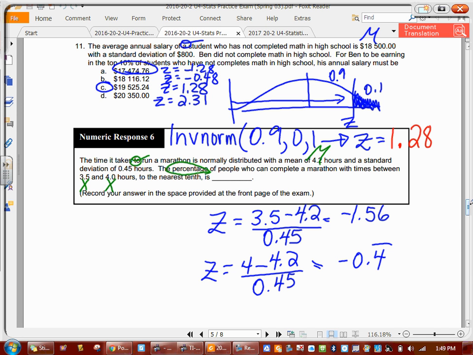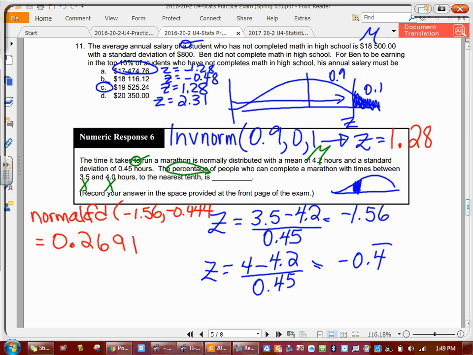So now we have our z numbers. We're going to go into normal CDF. So second bar is number 2, normal CDF, and we're going to put in negative 1.56, comma, negative 0.444. It's a repeating decimal, so you need to put in 3 of those 4s. You're going to get a decimal of 0.2691. That's our probability. You want percentage. What are you going to do with that number? Times by 100, 26.91. To the nearest tenth, 26.9%. Okay?